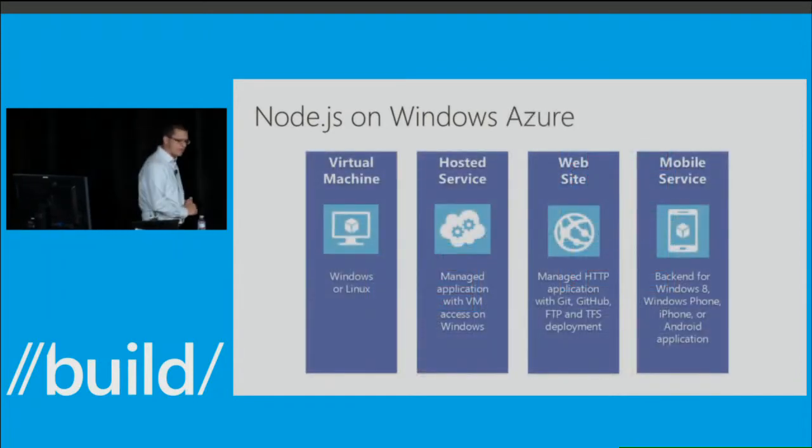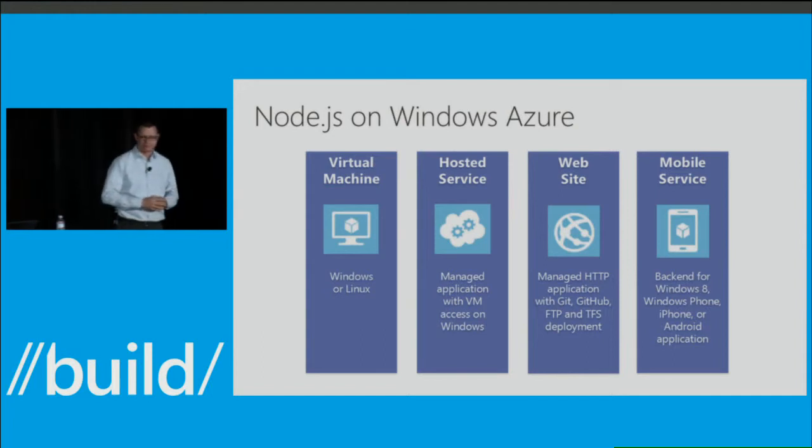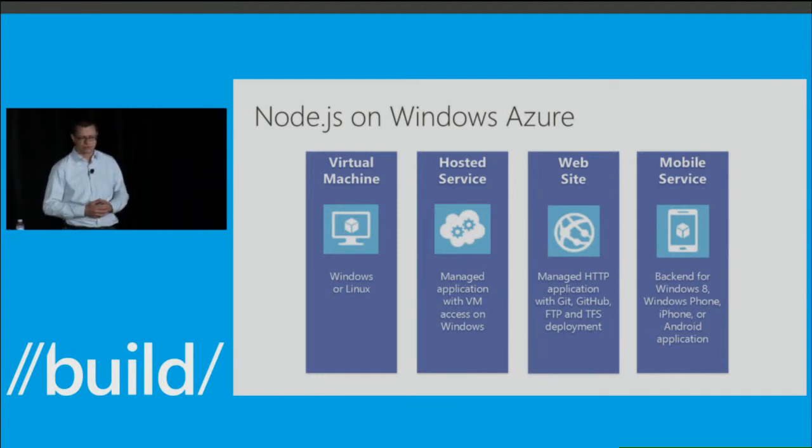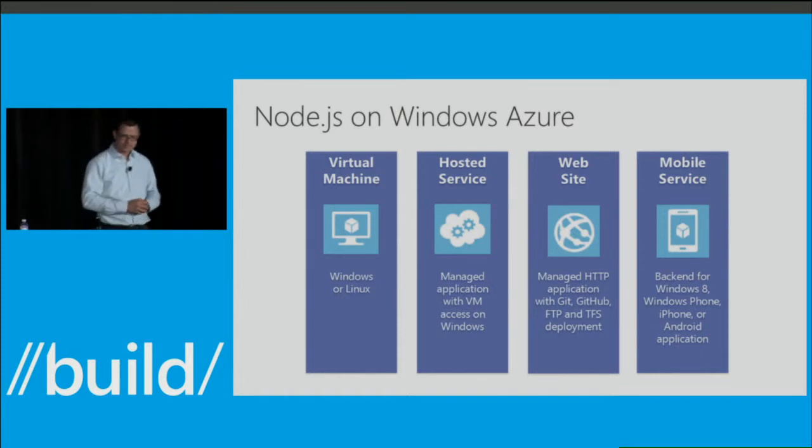So let's talk about the four ways of running Node.js applications in Windows Azure. You basically have four options, starting from a virtual machine, which is probably the simplest. You can go ahead and reserve a virtual machine in Windows Azure. At that point, you have administrative access to that virtual machine, and you can run whatever processes you want, including the node executable. Virtual machines in Windows Azure come in different flavors. It can be either a Windows virtual machine or a Linux virtual machine supported by one of our partners.